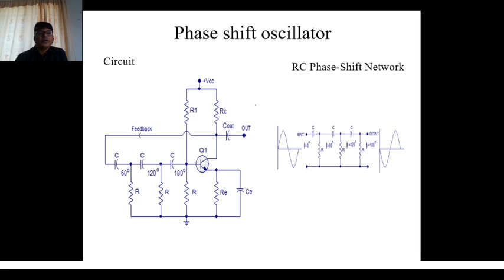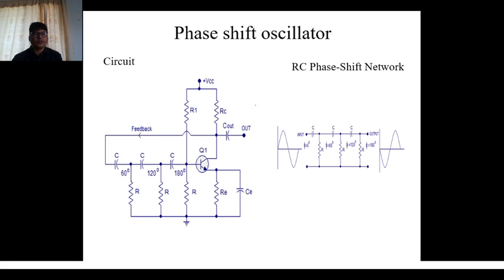So this is the circuit diagram for the phase shift oscillator. I used an NPN transistor here, and this is your RC phase shift network. A phase shift oscillator can be defined as one kind of linear oscillator which is used to generate sine wave output. A phase shift oscillator circuit is shown in the circuit diagram.